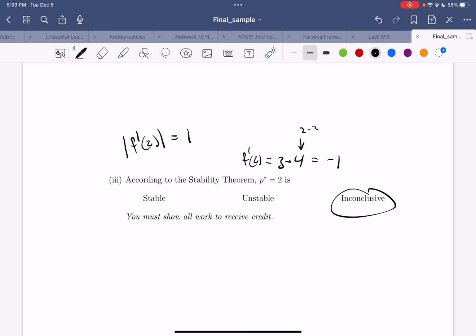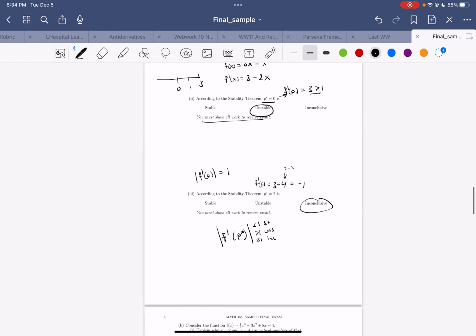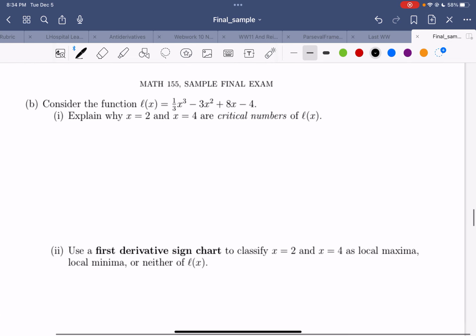Right, let's just review the stability theorem really quickly. If you take a derivative of your updating function and you plug in your equilibrium points, then you take the absolute value of that. If it's less than 1, it's stable. If it's bigger than 1, it's unstable. And if it equals 1, it's inconclusive. Okay? So, sweet. On to the next one.